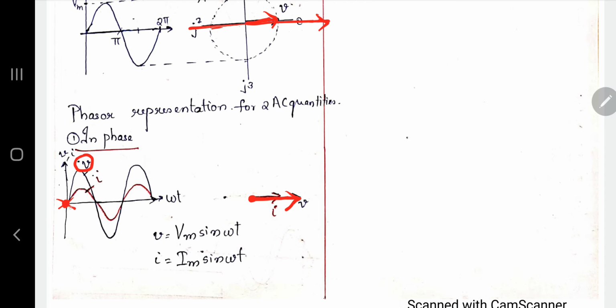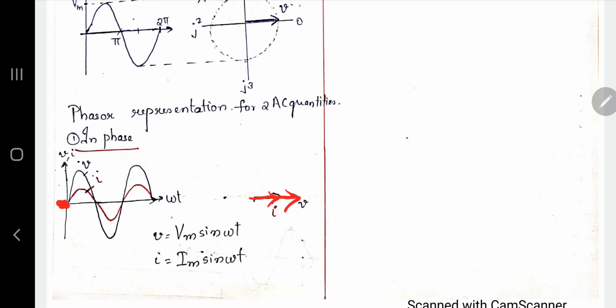Now what about the current I? I has a little bit less magnitude, but it is also starting from the 0 position. So you have to mention I here, but the magnitude is a little bit less. We will represent the magnitude less than that of the voltage. This is how we draw the phasor diagram of voltage and current, because both of them are starting from the same 0 point.